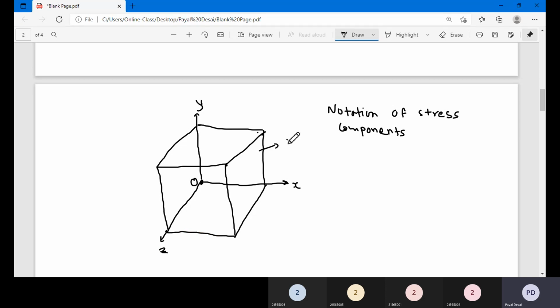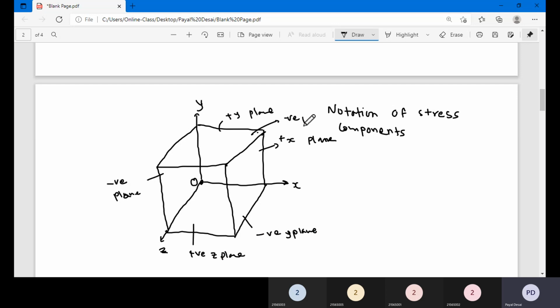So this is my x plane as we defined it, because of the positive outward normal perpendicular, this is your x axis. Then this is the positive x plane, this is the negative x plane. Similarly, the top is the positive y plane and the bottom is the negative y plane. This is your positive z plane. This is your negative z plane.